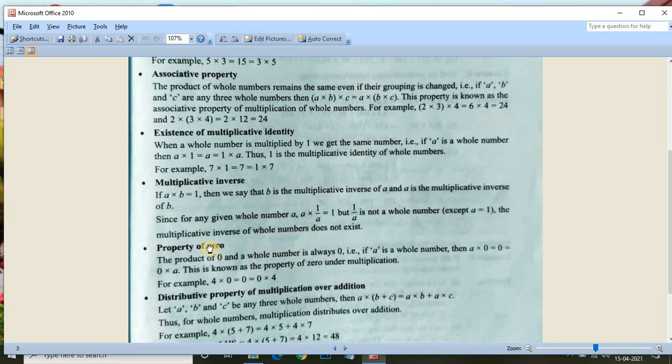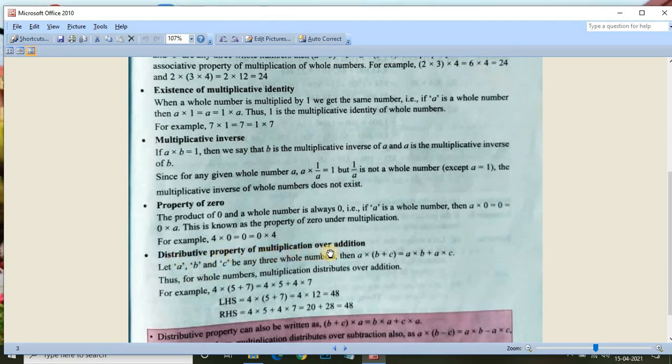Now come to property of 0. The product of 0 and a whole number is always 0. That is, if a is a whole number, then a into 0 equals 0, or 0 into a will also be 0. This is known as the property of 0 under multiplication. You can see the example: 4 into 0 equals 0 and 0 into 4 also becomes 0.